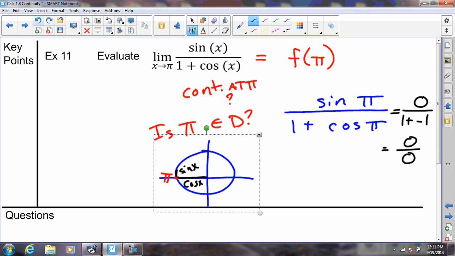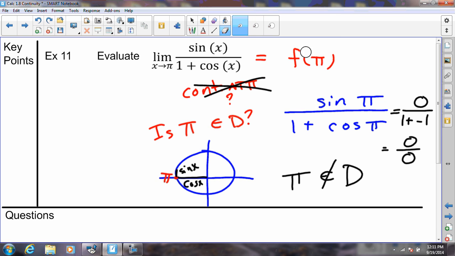Does it make sense? No. This does not make sense, which tells us, because it doesn't make sense, pi is not in the domain. Because pi is not in the domain, it tells us it's not continuous. And because it's not continuous, it tells us this limit does not exist. Or at least trying to evaluate. We're done. With further techniques, we could investigate this more, but with our current techniques, we're saying it doesn't exist because 0 over 0, we can't make any sense out of it.